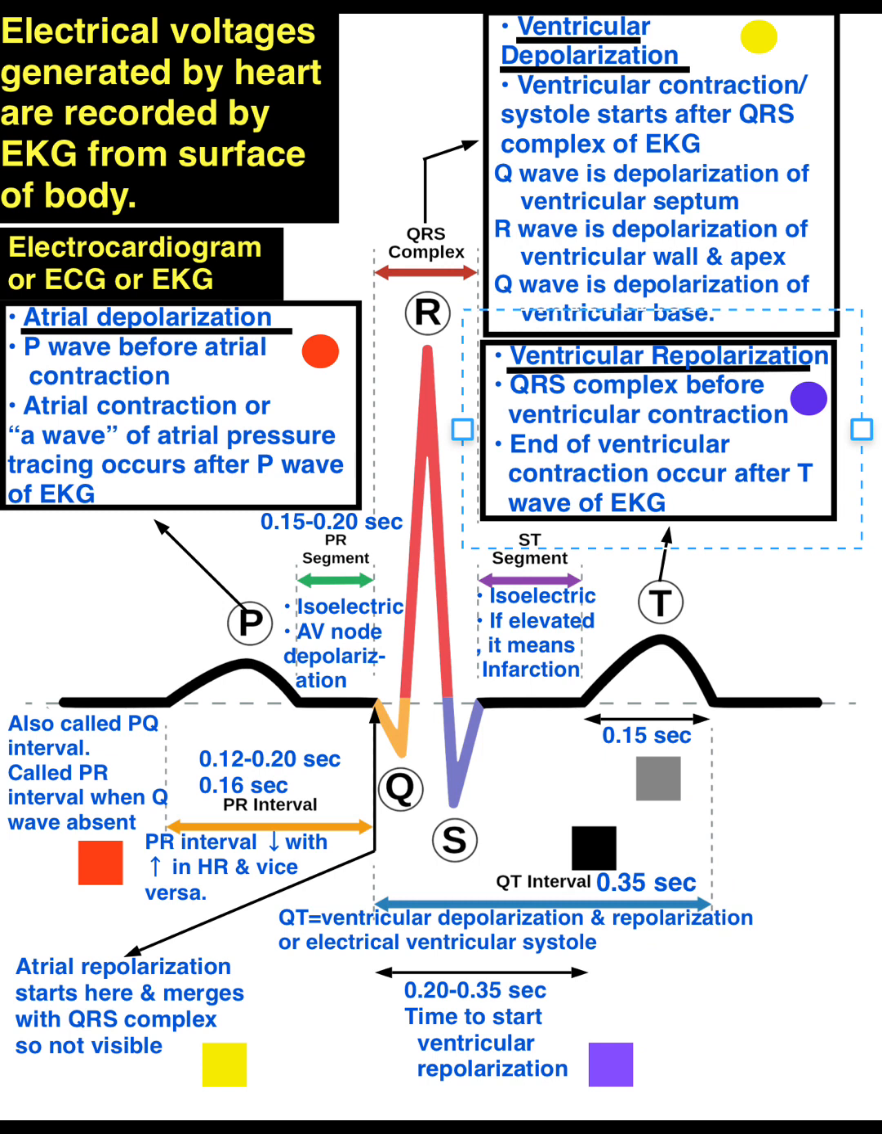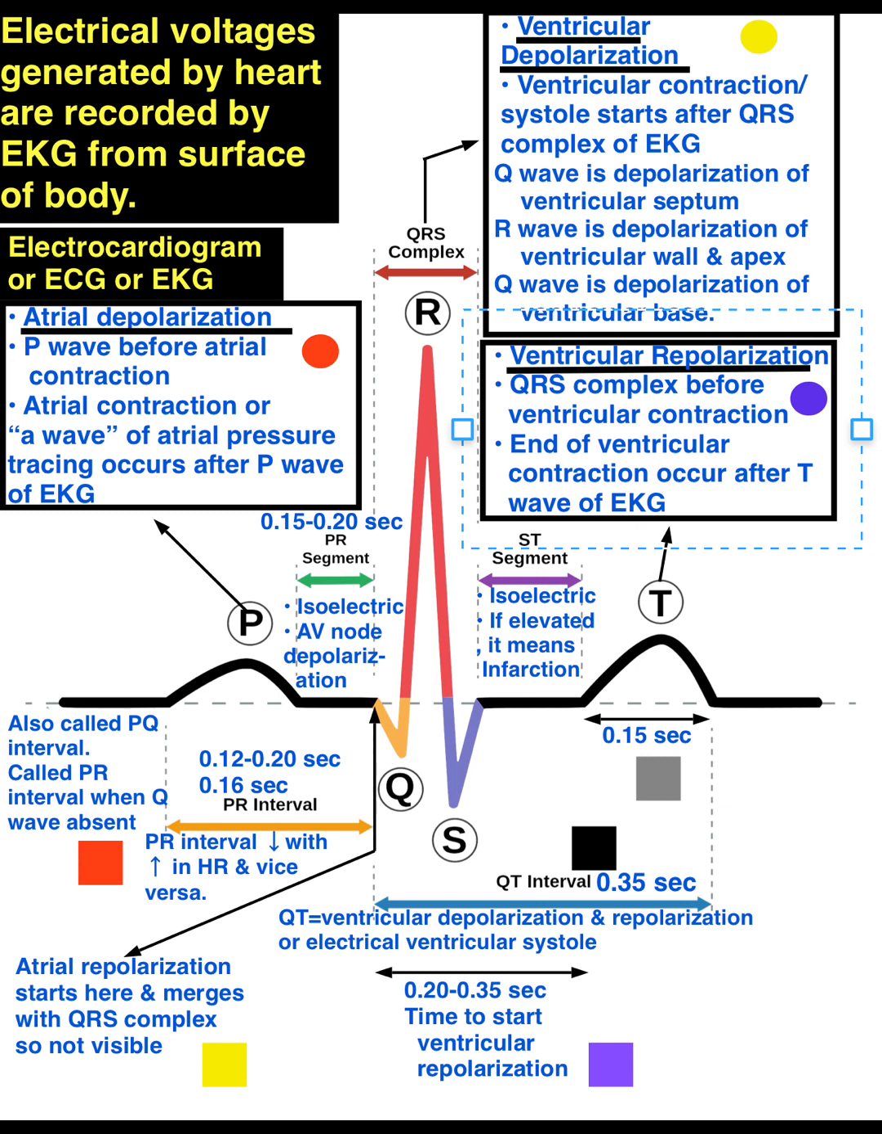Atrial repolarization is described and marked by yellow square, and it starts at the beginning of the QRS complex and merges with the QRS complex, so it is not seen as a separate wave. Let us describe different segments and intervals. Let us start with PR interval represented by red square.